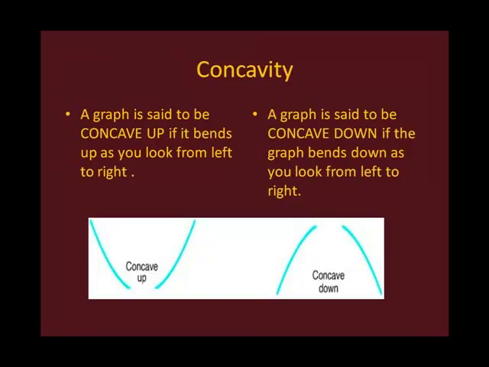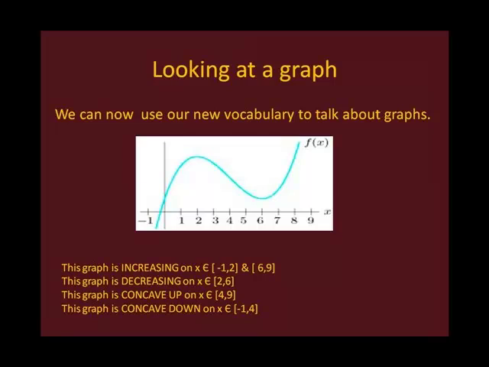We can look at a graph and now use our vocabulary to talk about this graph using increasing, decreasing, and concavity types of terms so that when we look at it, we're all on the same page. If you look at the graph in front of you, this graph will be increasing when x is between -1 and 2, that's where it's going up, and also between 6 and 9. The graph is decreasing when x is between 2 and 6.